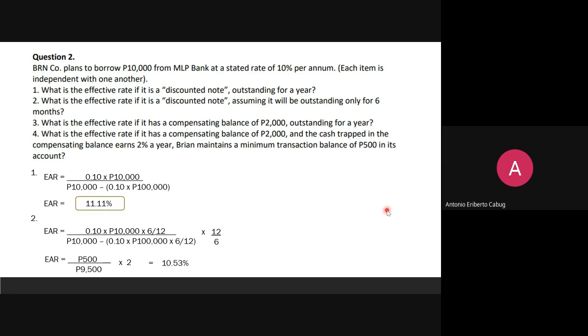Number 3. What is the effective rate if it has a compensating balance of 2,000 outstanding for a year? So for number 3, anong sagot nyo? Effective rate if it has a compensating balance of 2,000 outstanding for 1 year. Go!